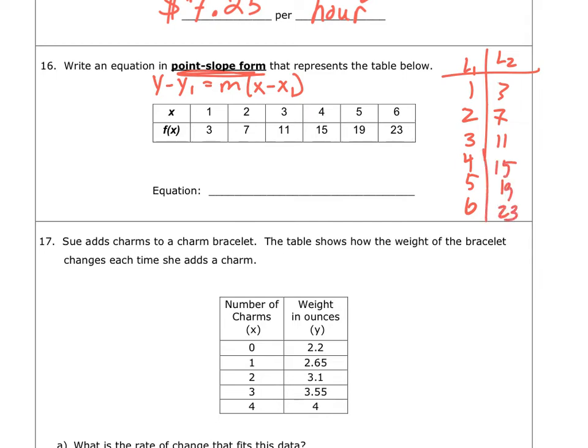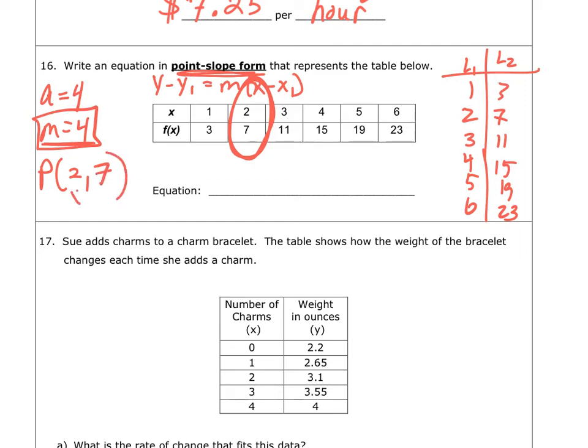And then you do stat, edit, calc. Press enter a whole lot. And you get a equals 4, which means our slope is 4. Now you can pick any point you want. I'm going to pick the point (2, 7). So I know my slope is 4, and I know I'm going to use the point (2, 7). So that's my x1, that's my y1.